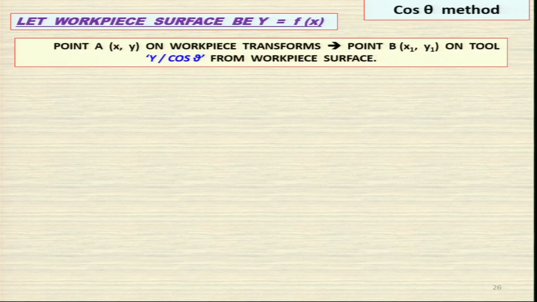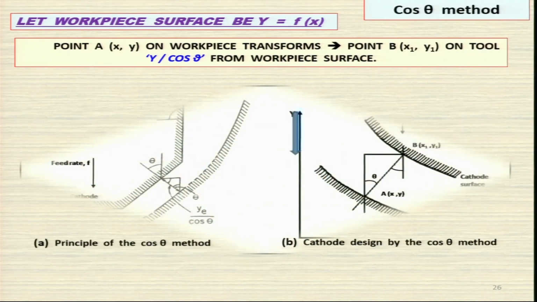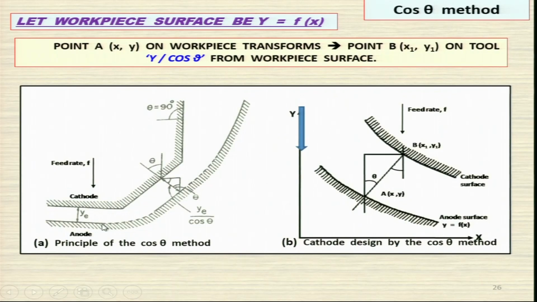Let the workpiece surface be y is equal to a function of x. Point A on the workpiece transforms to point B (x1, y1) on the tool, at a distance y_E over cos theta from the workpiece surface. You can see here these are the three. This is where theta is equal to 0.